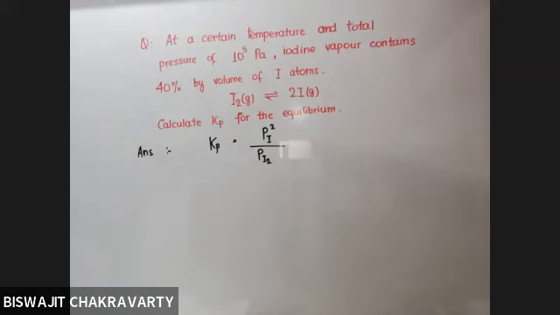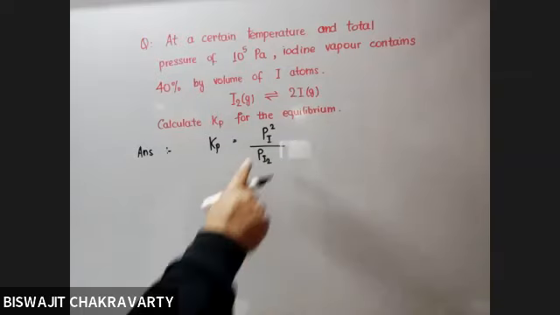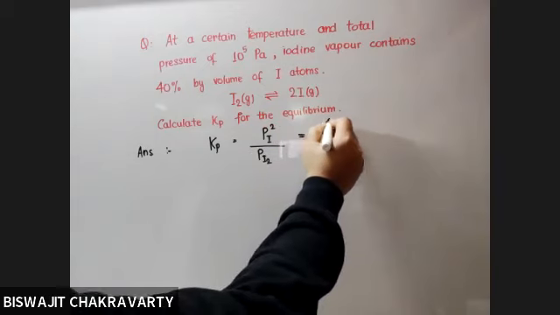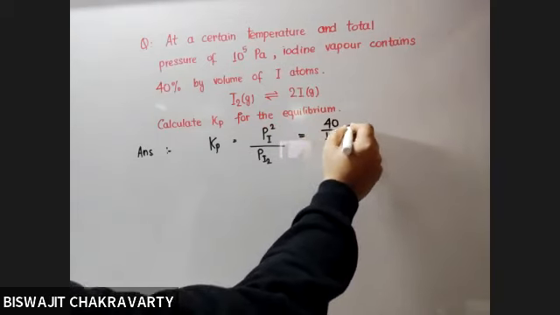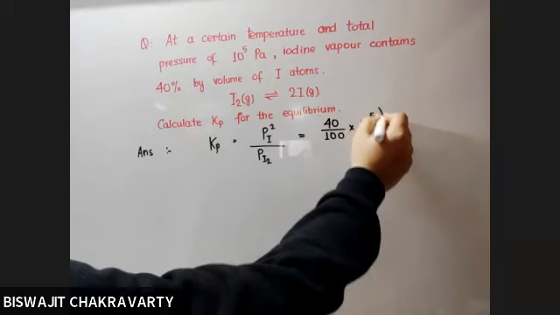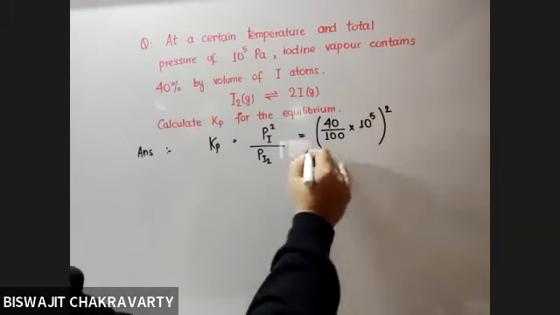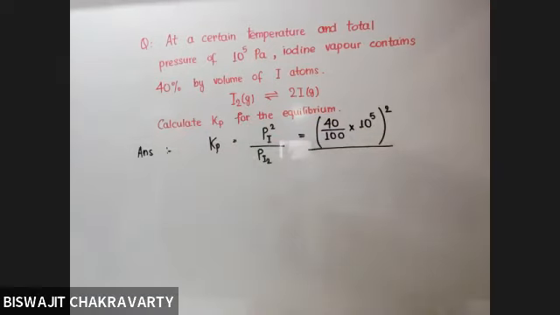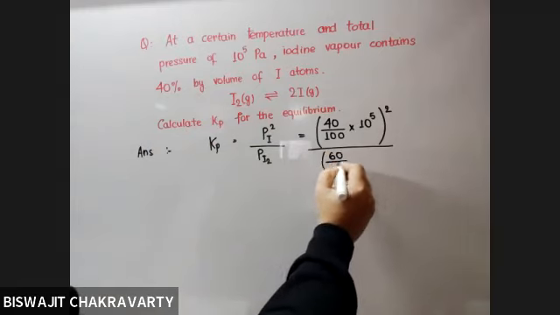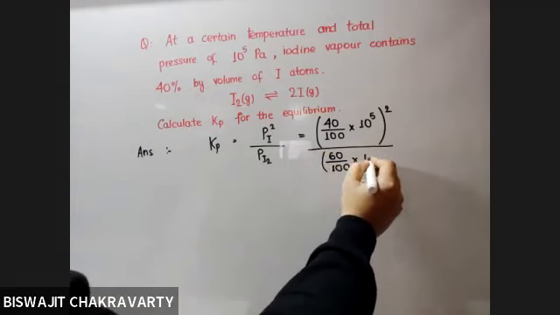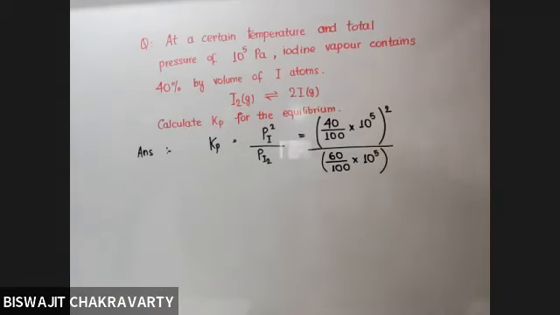So how much is the total pressure? Total pressure is 10 to the power 5 Pascal. And how much is the volume fraction? You have mole fraction not given, but volume fraction can be written. So this one is 40%. So 40% means 40 by 100 of total pressure, whole square, divided by I2. If 40% is I, the remaining 60% will be I2. So this will be 60 by 100 of total pressure. Rest is calculation. Tell me how much is it coming out to be?